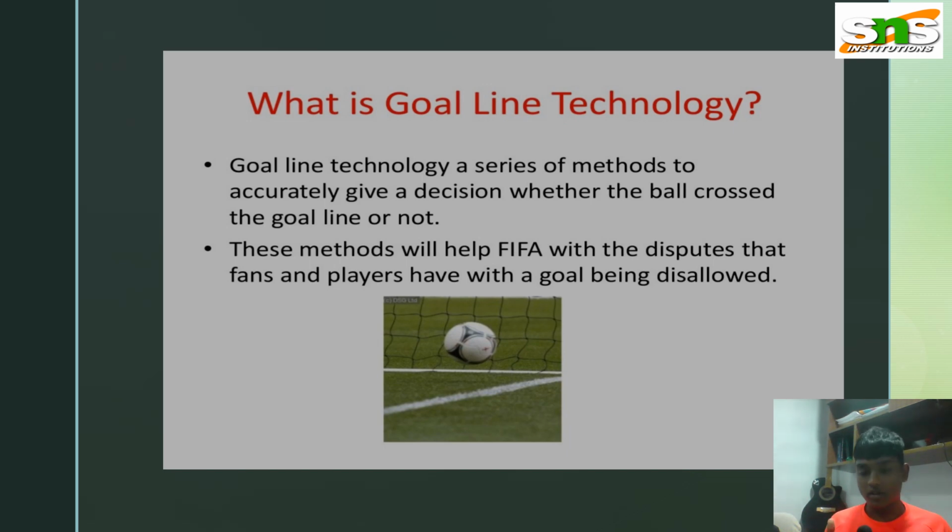Next slide, what it is. First of all, I have GLT. Goal line technology is a series of methods to accurately give a decision whether the ball crossed the goal line or not. These methods will help FIFA with the disputes that fans and players will have with a goal being disallowed. There are a lot of occurrences where a shot has turned into a goal, and the referee does not agree with it because he doesn't know properly. This is a human error occurring between both of the teams, and there is an unfair decision given by the referee. That's where AI use comes in, and the AI will make a proper decision with the help of its advanced technologies.